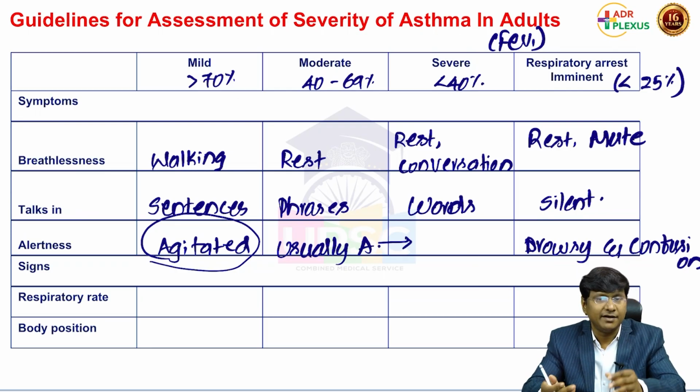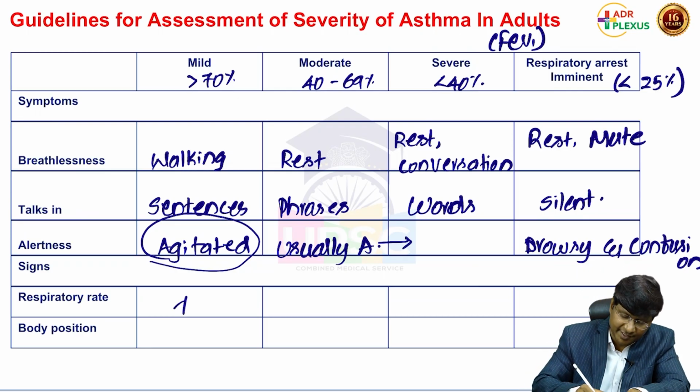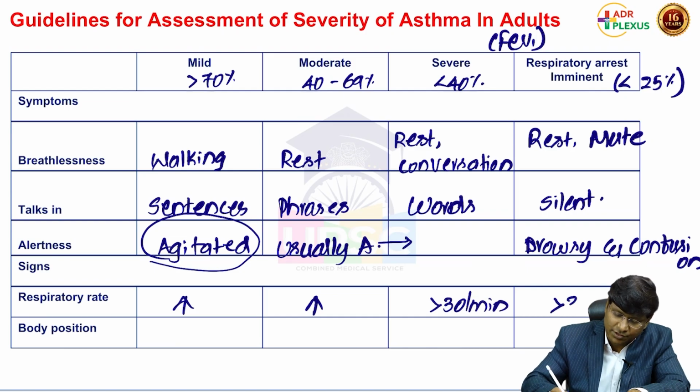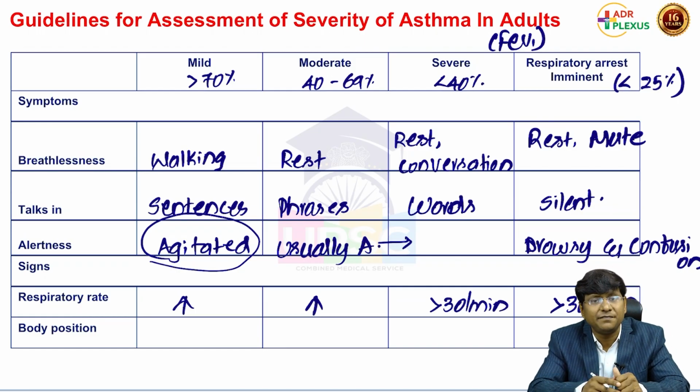And you take the respiratory rate. In case of mild, the respiratory rate is increased. Moderate also, the respiratory rate is increased. And in severe also, the respiratory rate will be more than 30 per minute, and even in respiratory arrest also, the respiratory rate will be more than 30 per minute, where there will be severe form of tachypnea.